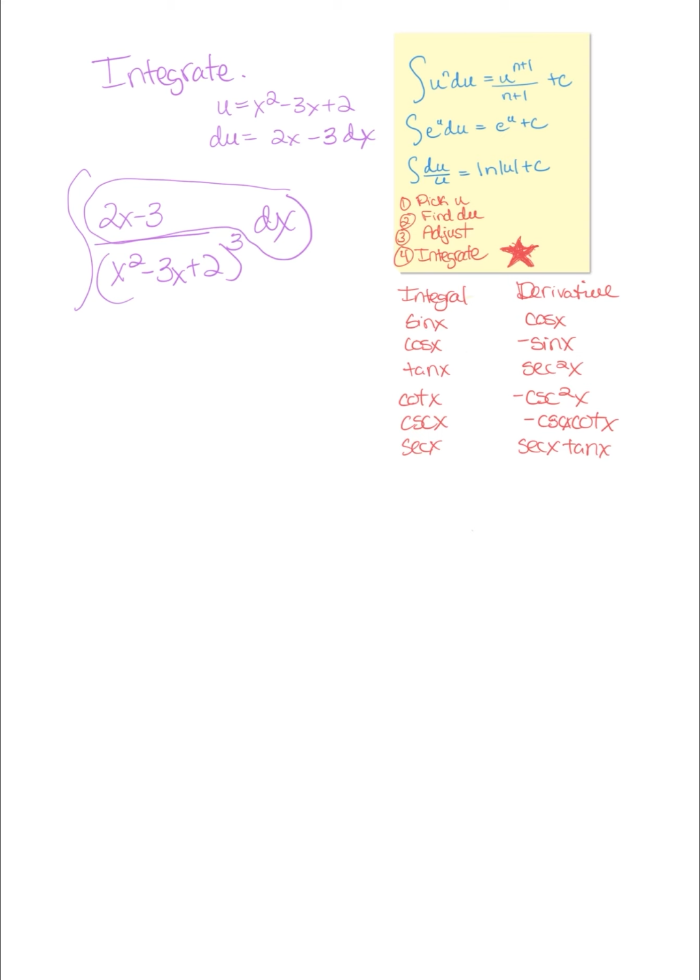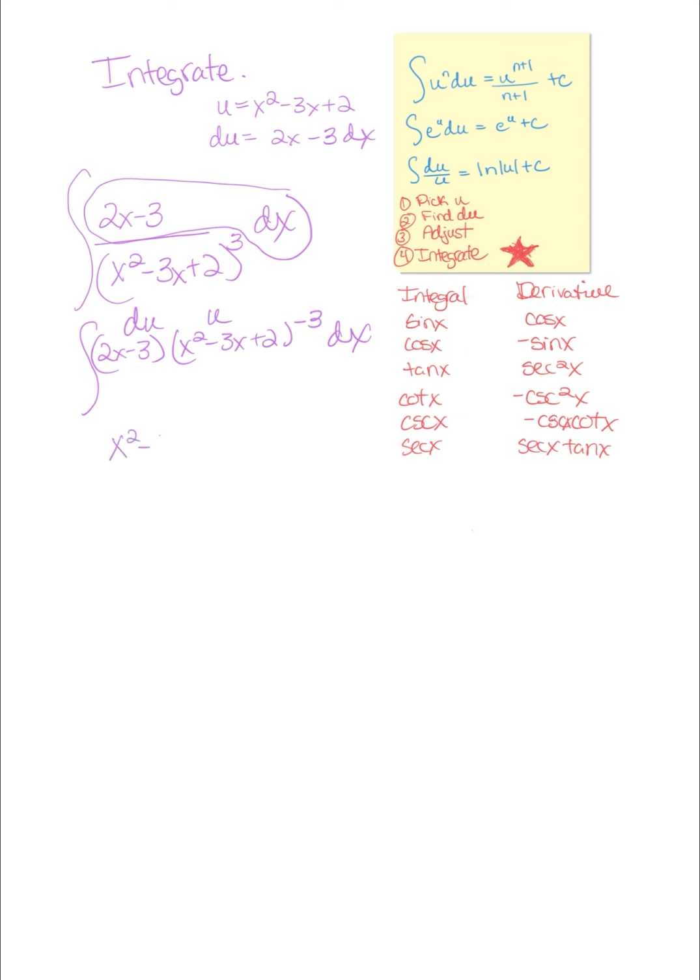Now, you can get tripped up by this because you can say, okay, well, this is du over u, so maybe this is a logarithm, but it's not a logarithm because we have this power. So this could actually be rewritten as 2x minus 3 times x squared minus 3x plus 2 to the negative third power dx. So the thing that we are going to be integrating, because now we have what? u to the power du, which, if we look at our little cheater box right here, we see is a power rule integral.